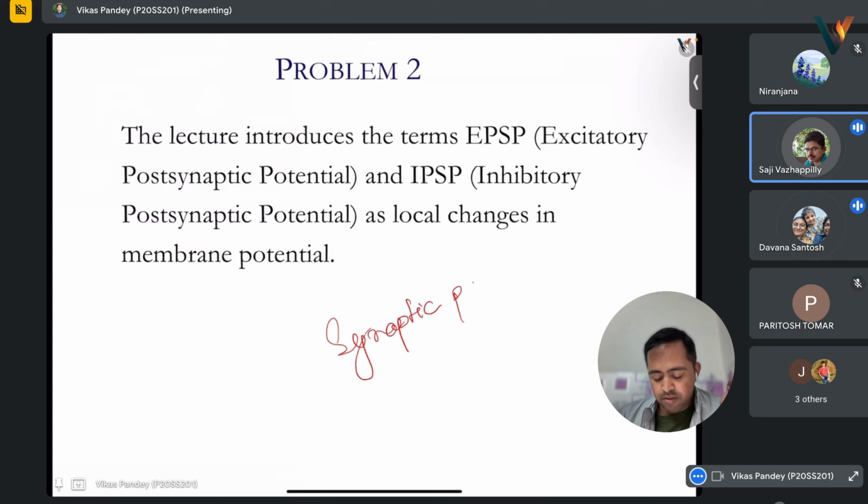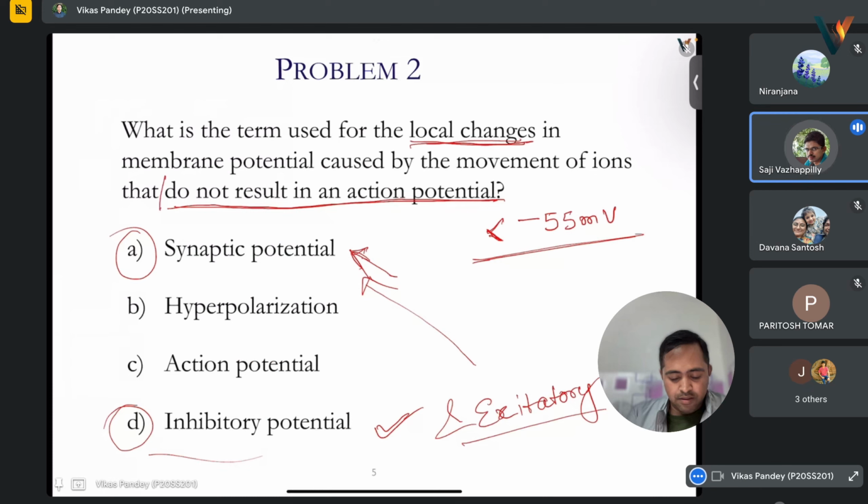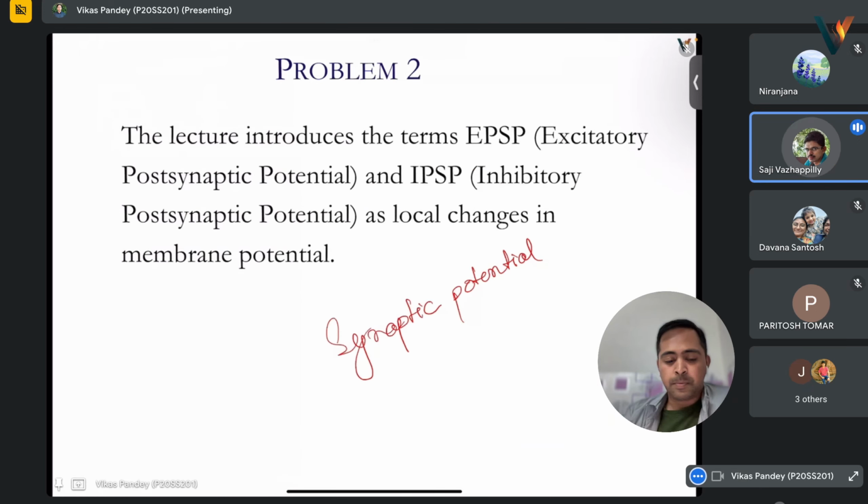But one more thing, sir, excitatory things will make an action potential, actually. No, inhibitory is diminishing that chance. So they are asking clearly why it does not result in action potential. Yes, they do not result in action potential. In the other case, excitatory may start an action potential, but if excitatory goes beyond that, it will not be called EPSP. It will be called action potential, if it goes beyond the threshold, right?